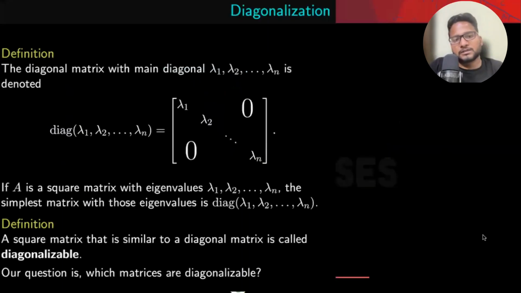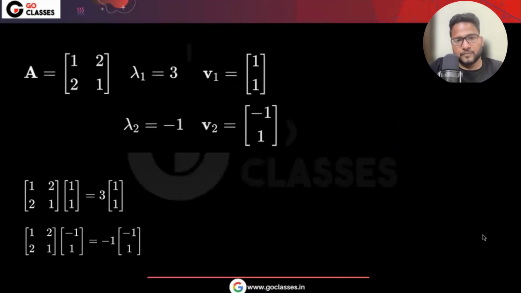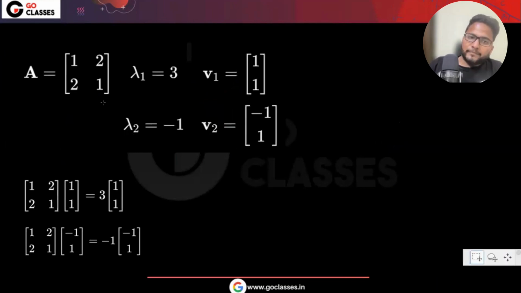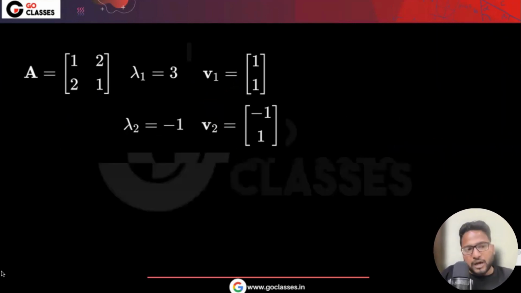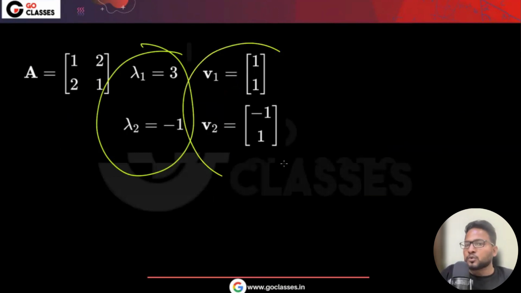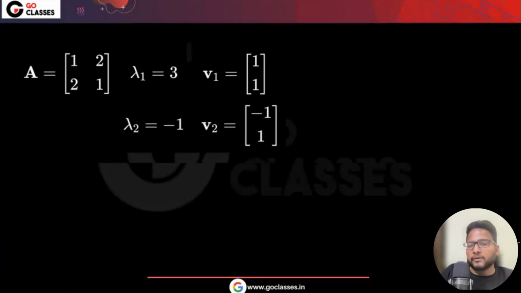So let's see if we can check it. For example, let's take some matrix A and find the eigenvalues of this matrix A. Suppose these are the two eigenvalues and these are the two corresponding eigenvectors.